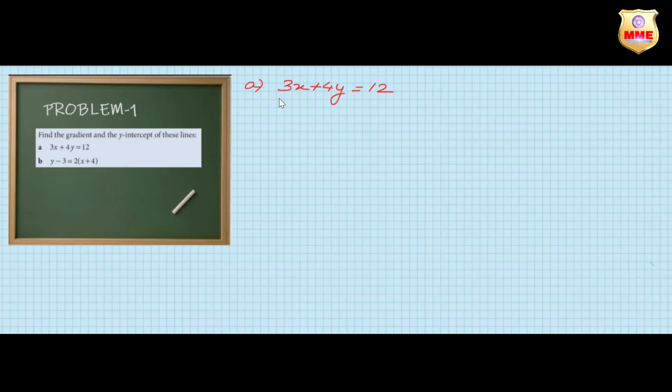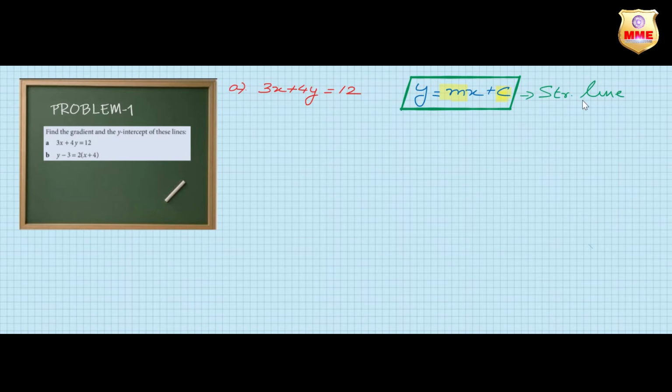So here we take the first straight line equation, and that is 3x plus 4y equal to 12. Now friends, as we already know, the straight line is shown by the equation y equal to mx plus c, where m is the gradient and c is the y-intercept of the given line.